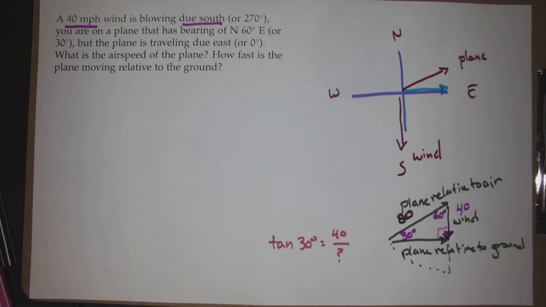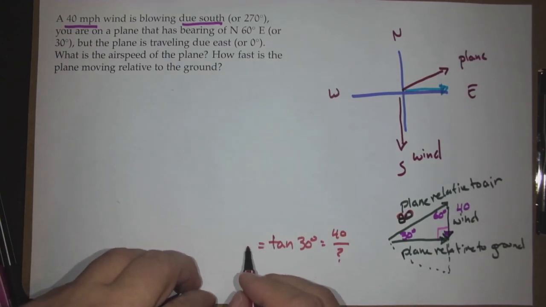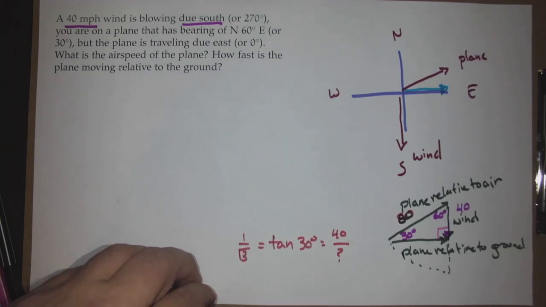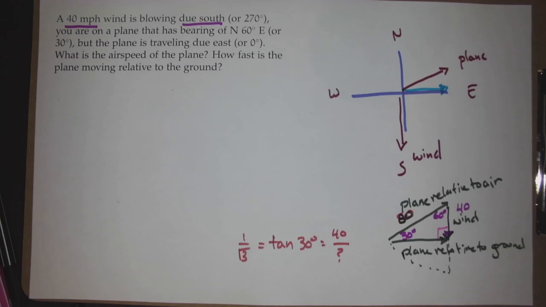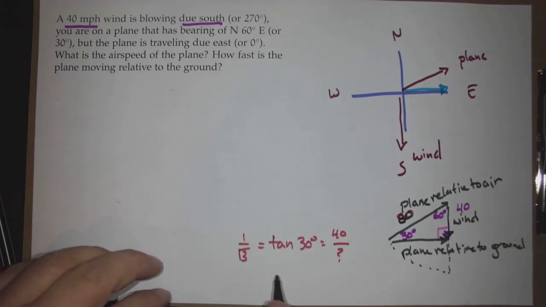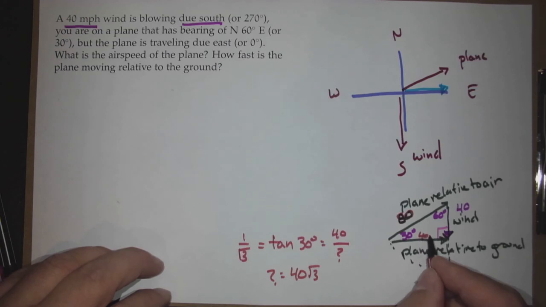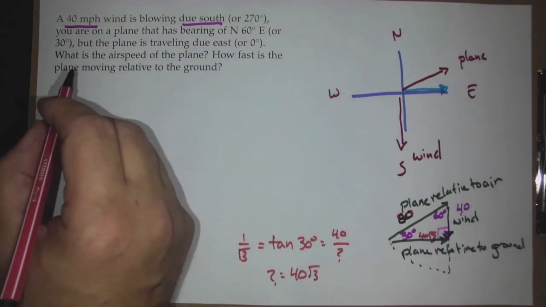Now, do we know the tangent of 30 degrees? Yes, we do. What is it? Yeah, it's 1 over square root of 3. Good. Don't stress too much about memorizing the tangent of 30 degrees. So, our missing side is how long? 40 times square root of 3. All right. Now, the answers.